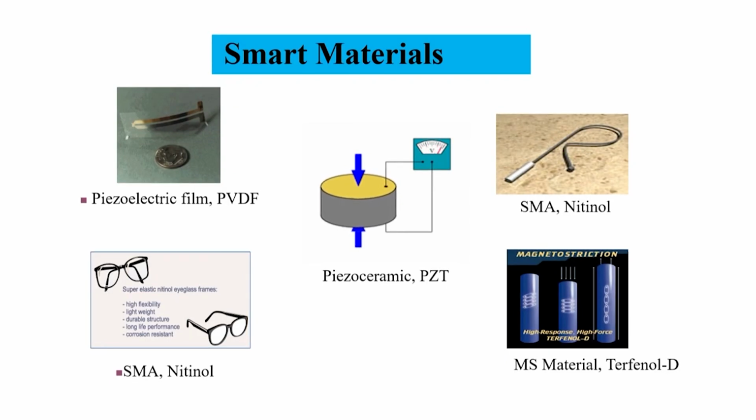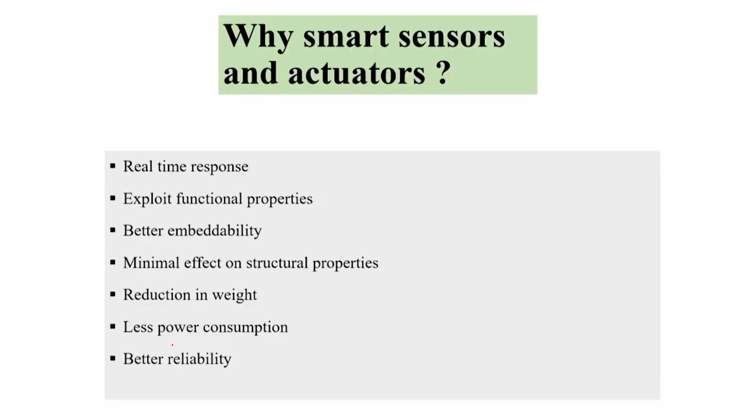Now, there are a few materials which can be used as smart sensors. One of them is piezoelectric films, polyvinylidene fluoride. Another is piezoceramic, that is lead zirconate titanate, then SMA, shape memory alloys, magnetostrictive material Terfenol-D, and shape memory alloys like Nitinol. These are a small group which are currently available commercially, and that you can utilize as an intelligent sensor. Why are such smart sensors desirable for us?